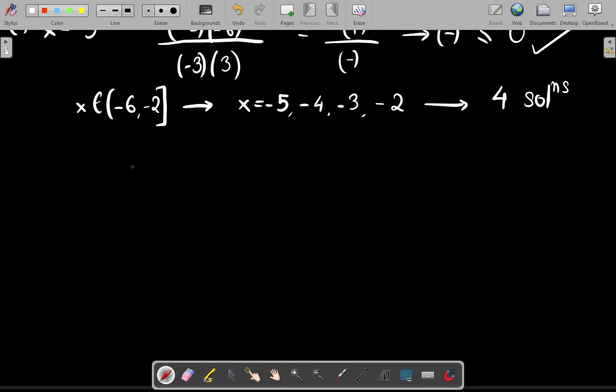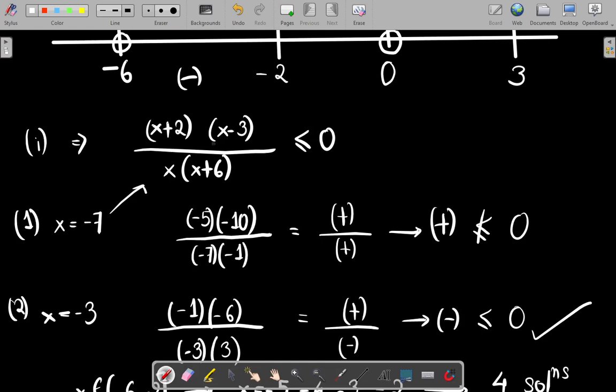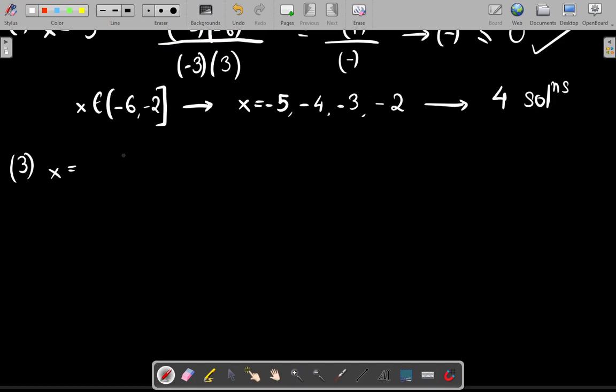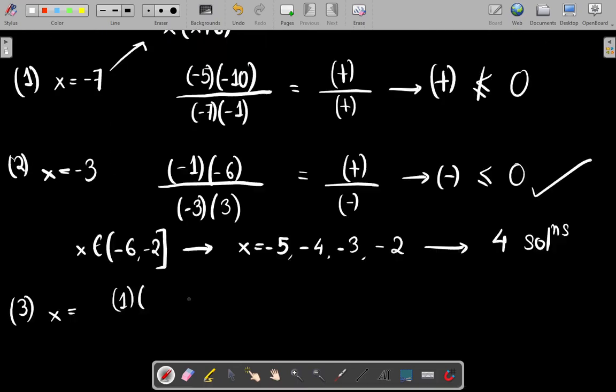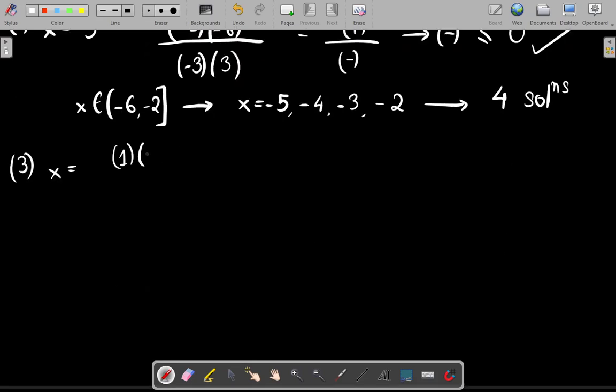So the third region, let me take another value from this region. This is minus 2 to 0, and 0 is excluded. Let me take minus 1. If I plug minus 1 into this inequality, x plus 2 times x minus 3, let me see what happens. Minus 1 plus 2 will give me plus 1 in the numerator. Then minus 1 times minus 3 will give me minus 4, since minus 1 minus 3 is minus 4. And this is minus 1. And then minus 1 plus 6 is plus 5.